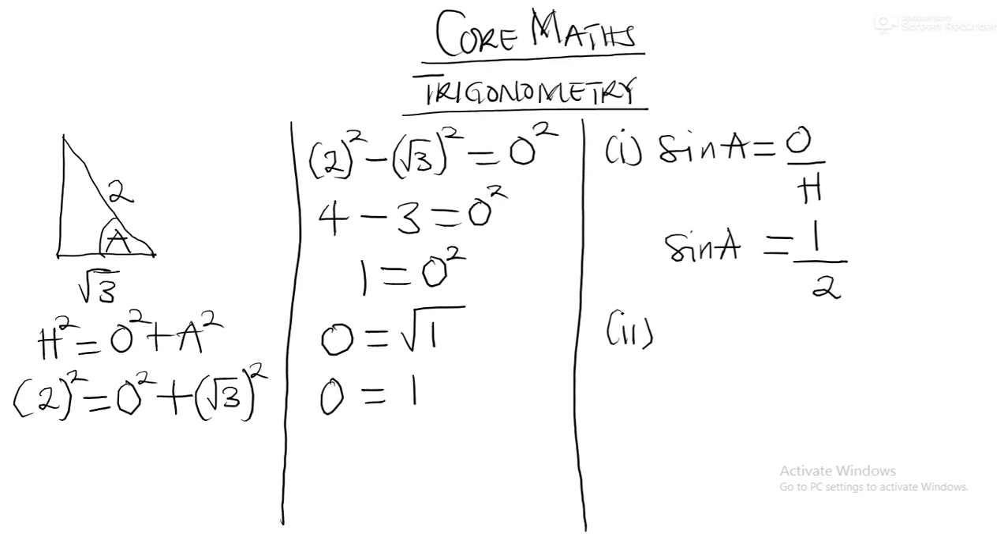And let's look at (ii). We have to find tan A. So we know tan is opposite over adjacent.